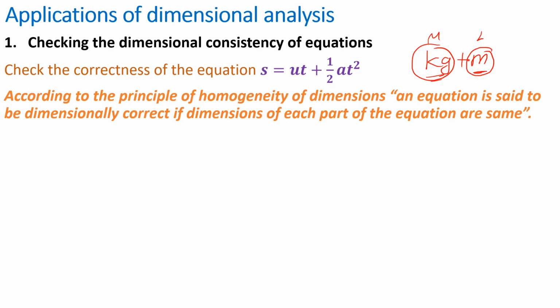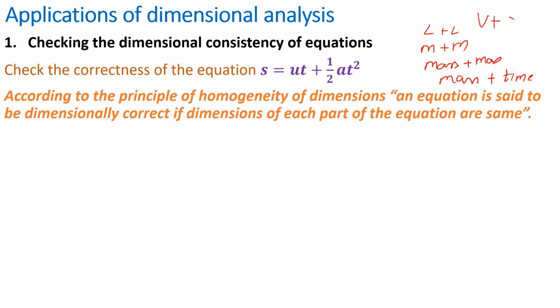According to the principle of homogeneity of dimension, what does it say? You can add any two quantities only when the dimensions of both the physical quantities are same. That means you can add either meter plus meter or length plus length, or kg mass plus one more mass, but you cannot add mass plus time. Or you cannot add velocity plus acceleration. You have to add velocity plus velocity.